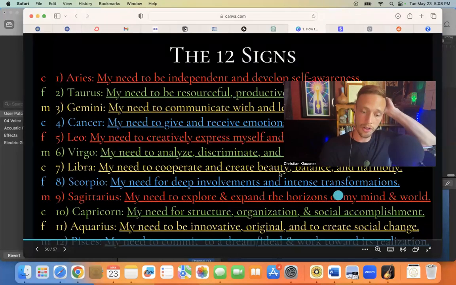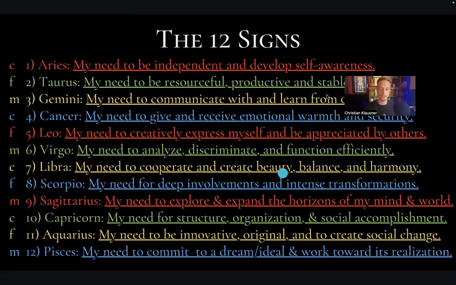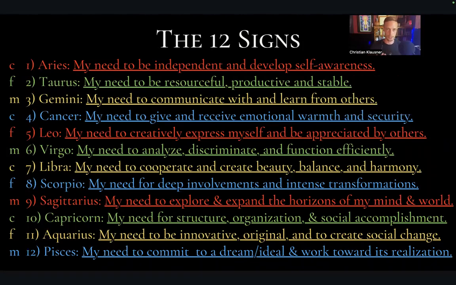So we all have these 12 signs, just like we're all born with these different parts of the body. We all have these 12 signs somewhere in our chart. We all have the need to be independent, to develop self-awareness. That's Aries. Taurus, we all have a need to be resourceful, productive, and stable. Gemini, we all have a need to communicate with and learn from others.